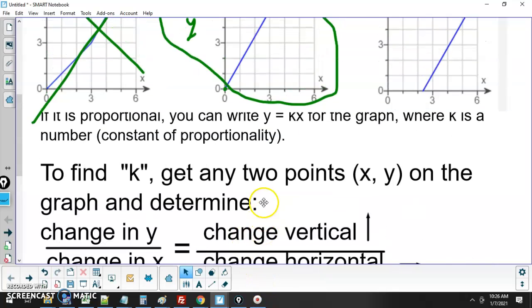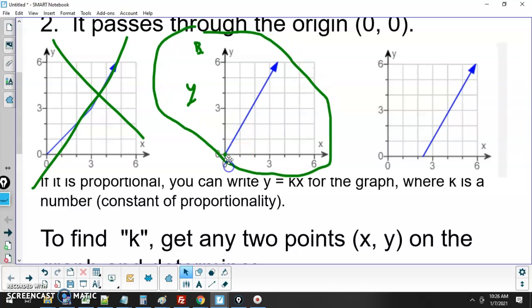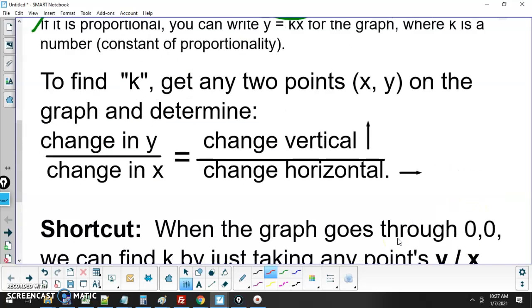All right. Now, the neat thing about this is that it's real easy to find k because you always have 1 point. You always have the origin (0, 0). So if you want to identify the k value, I would just figure out the change in y and change in x from (0, 0). And that leads me to the shortcut that I mentioned. When the graph goes through (0, 0), which is true in all proportional relationships, we can find k by just taking any point's y and dividing it by x. And pick a point you can clearly read from the graph.